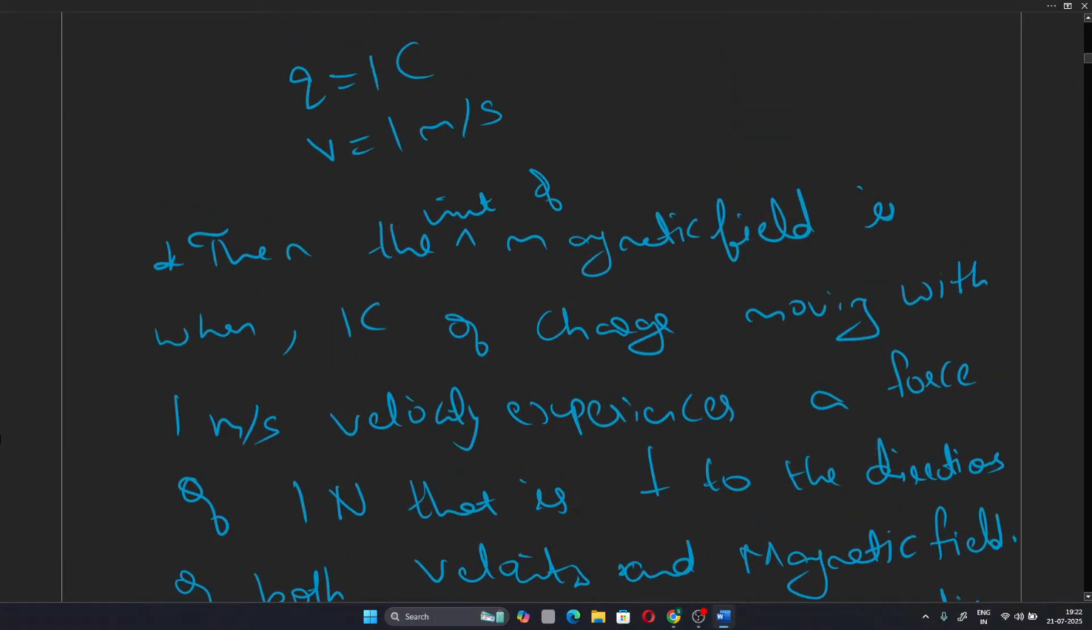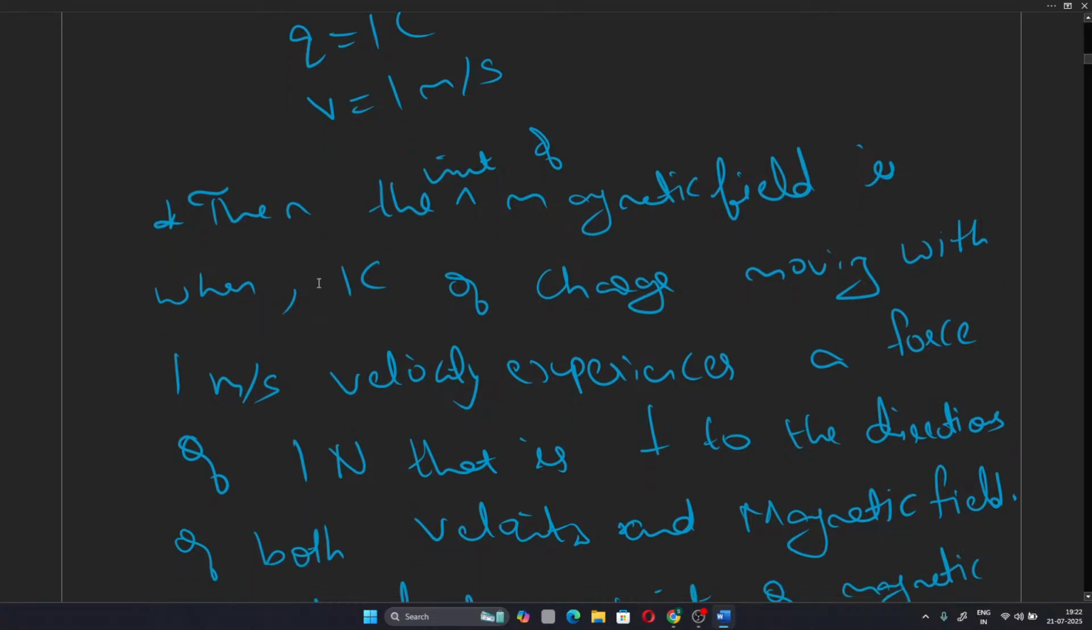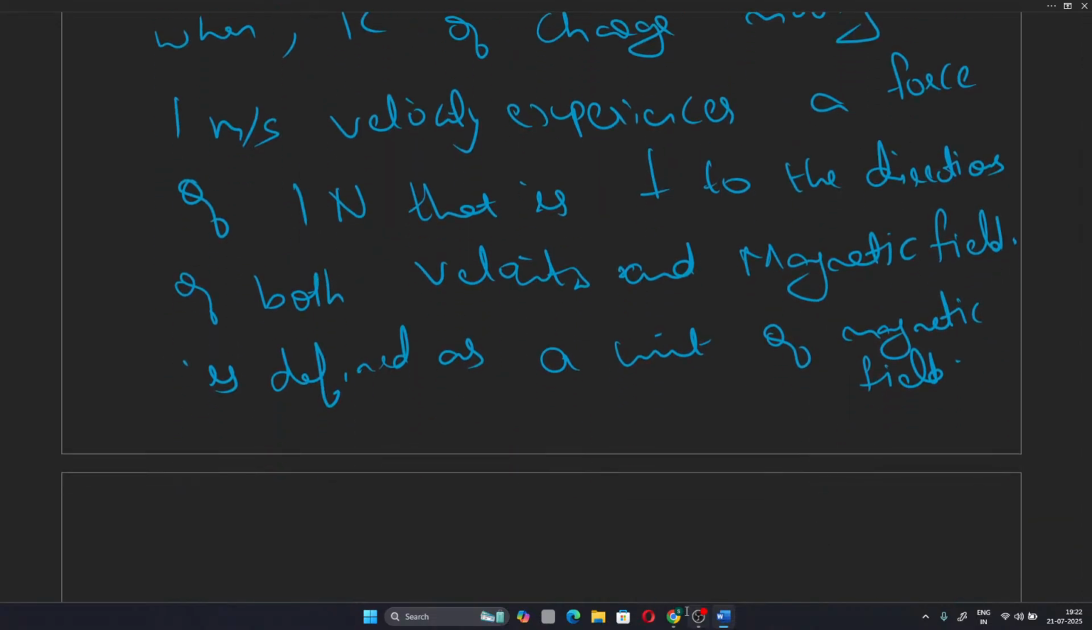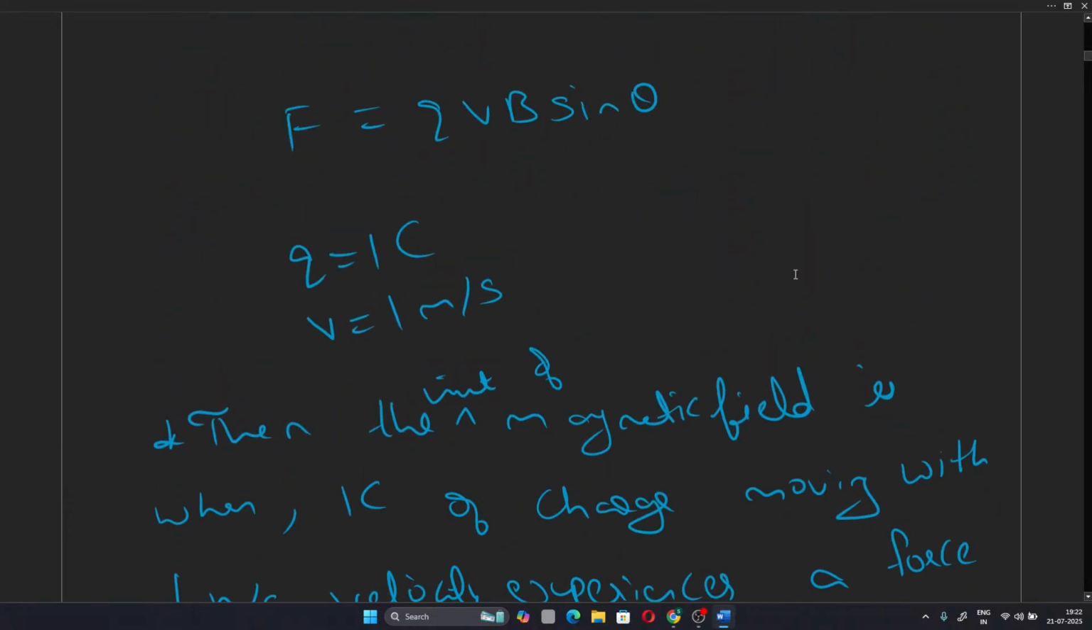A unit of magnetic field is defined when 1 coulomb charge moving with a velocity of 1 meter per second experiences a force of 1 Newton. This is defined as a unit of magnetic field. That is what they said here. Taking all of them in unity means taking charge as 1 coulomb and velocity as 1 meter per second. That is what they mean by that.